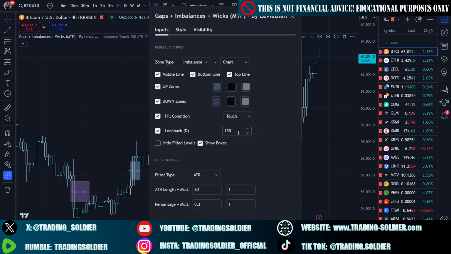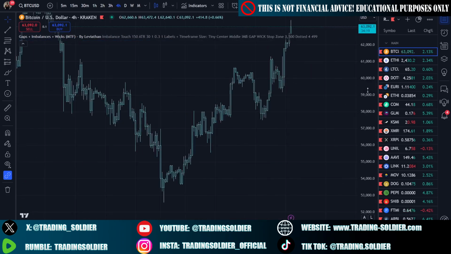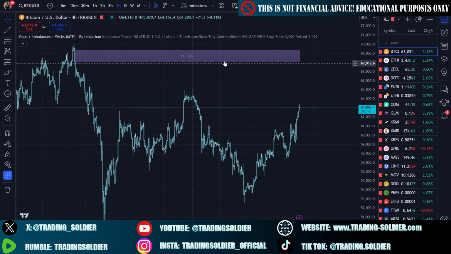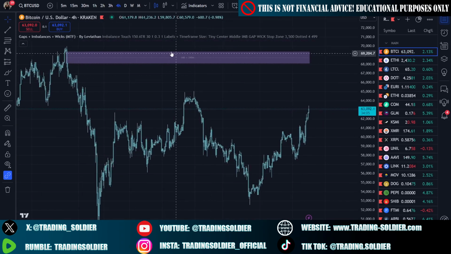Also, the look back period of 150 is a good look back period as it comes by default, so I will not change it. And also a very important feature that this indicator has is the hide filled levels. If we switch it on, we can see that the past levels that were filled disappear from the chart. You can see here this is a not filled level, that is an active imbalance. So the indicator is printing this imbalance because it's still active. This area, this liquidity zone, is not mitigated yet.